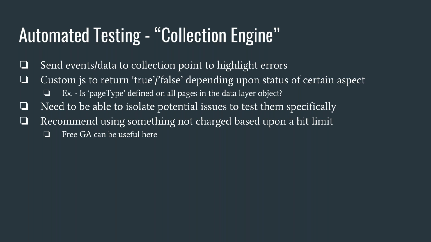But if we can identify some very high value targets that we're needing to test and also some likely culprits of other issues, we can point these sorts of events directly to them. And again, I just have there at the end, I recommend using something that you're not charged based upon a hit limit, such as free GA. It can be pretty useful if you're going about it this route.